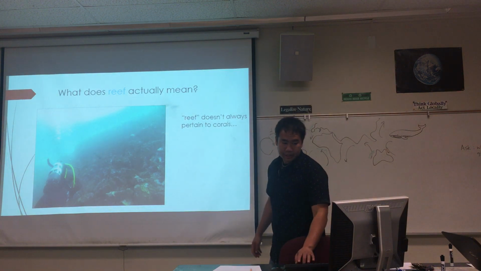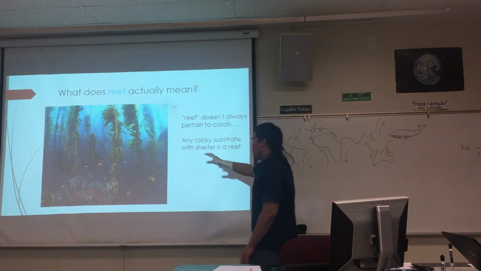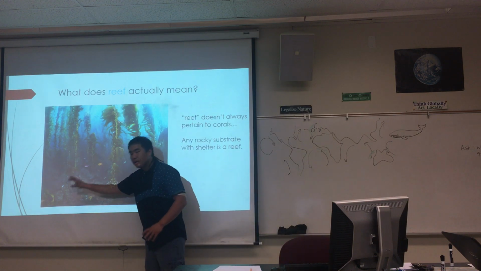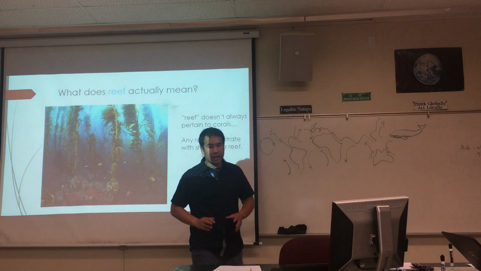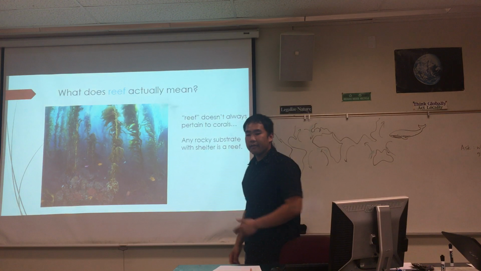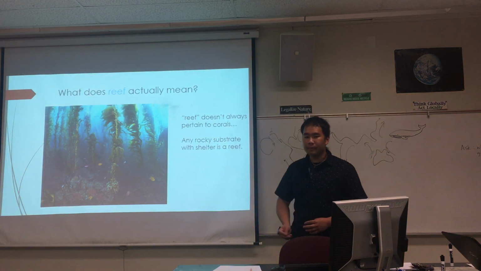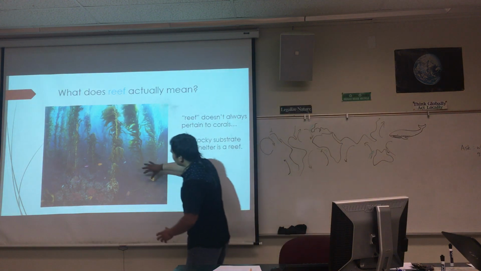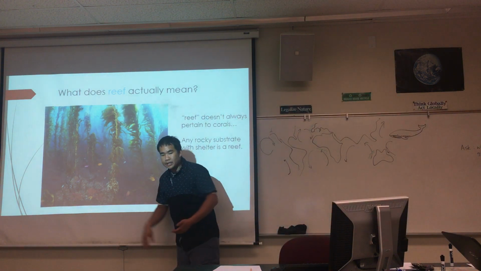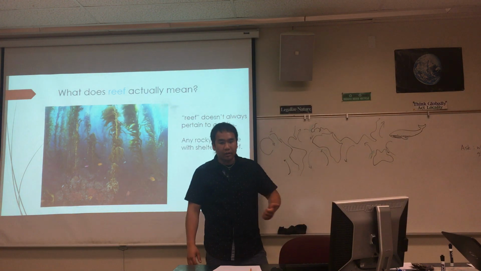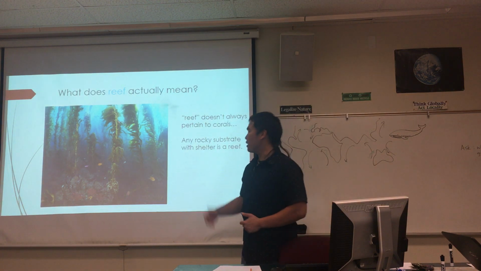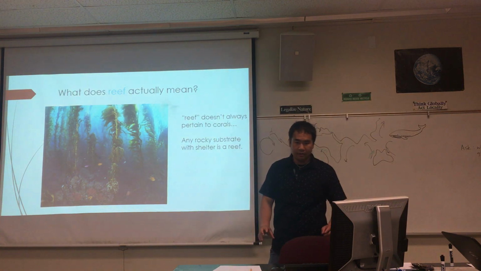So, as you guys can see here, we have the rocky substrate at the bottom, all that structure, it's rocky, has holes in it, that is considered a reef. Doesn't have to be made out of coral, right? So this is a reef ecosystem with a kelp canopy at the top. Kelp is cool because it also provides shelter and food for the organisms in addition to the rocky substrate beneath.